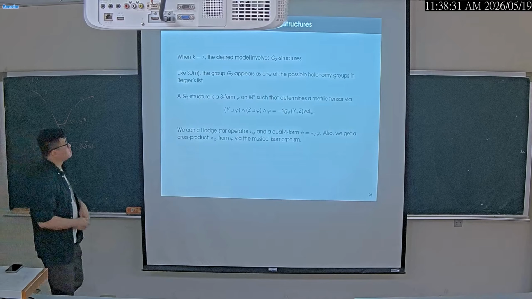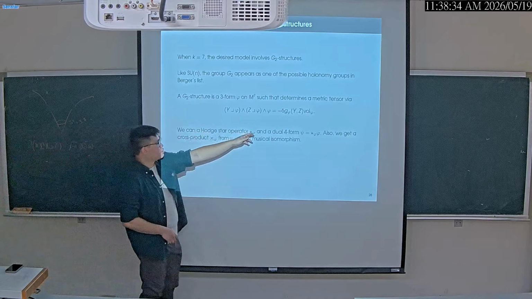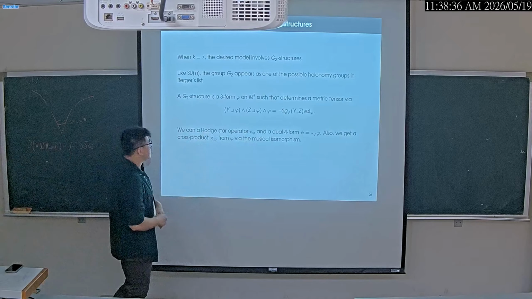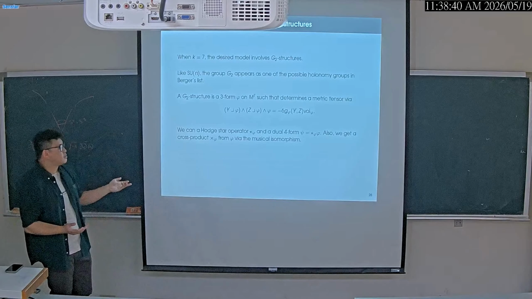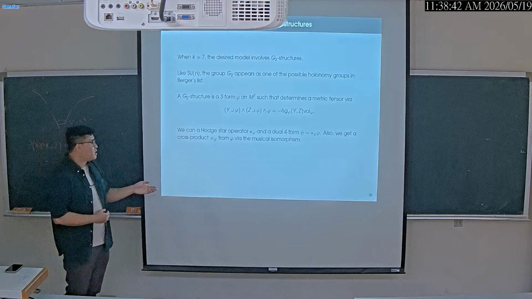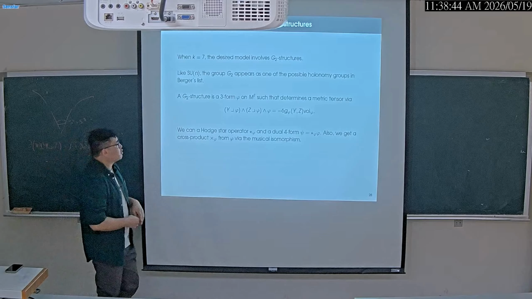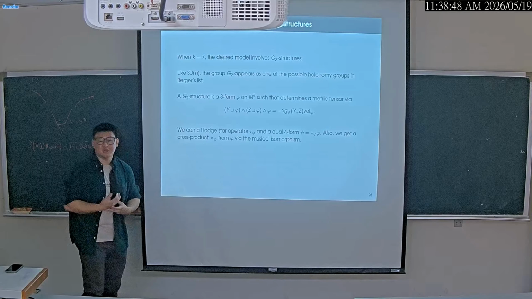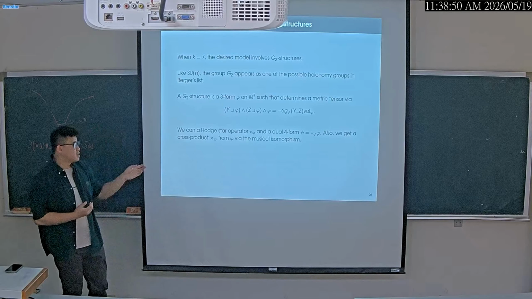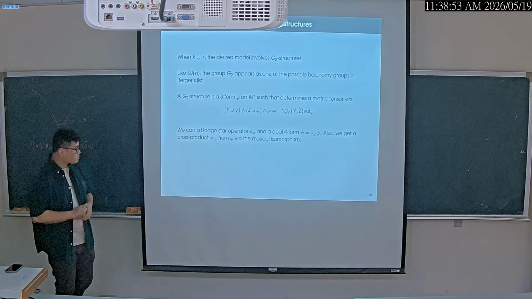Okay. So if this 3-form determines a metric and a volume form, then you can get all the associated structures. You get a Hodge operator, you get this dual 4-form, and you also get a cross product. So 7 dimensions is another special dimension where you get a cross product, and it comes exactly from this 3-form.